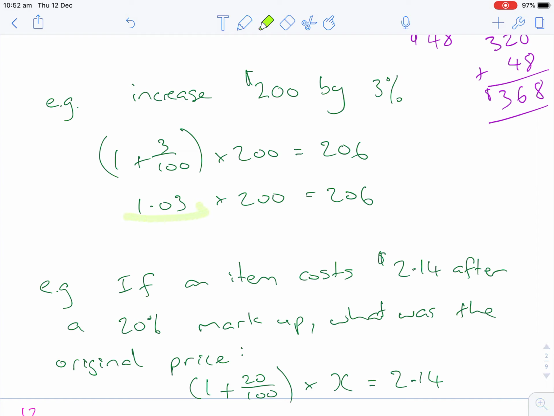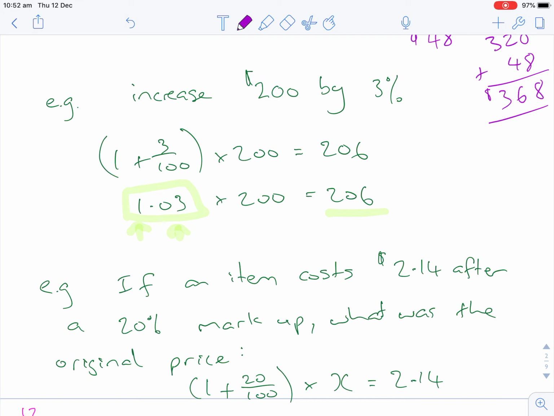So I wind up with that 1.03, which is what we call the multiplier. Again, having a 1 tells me that I'm keeping the original amount, and the 0.03 will increase it by that 3%. So if I had my calculator, I'm just going to go 1.03 times my 200, and I'd get an answer of 206.